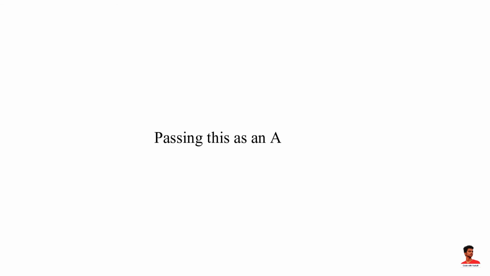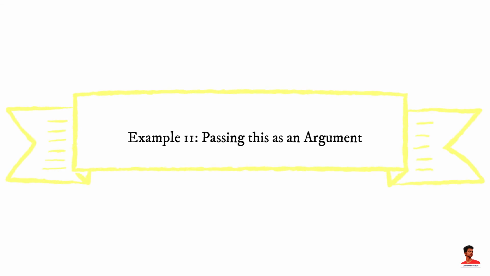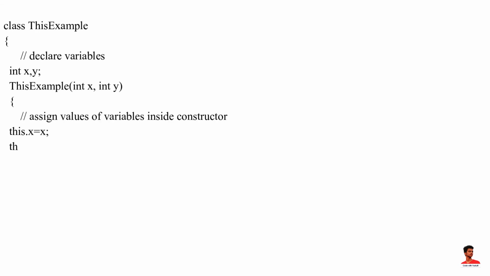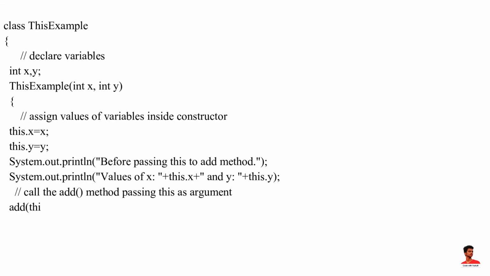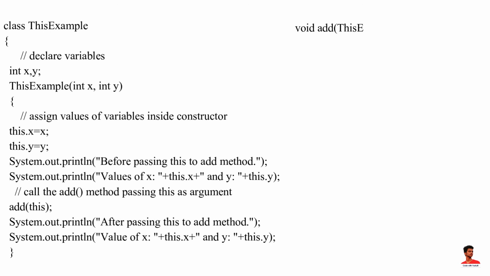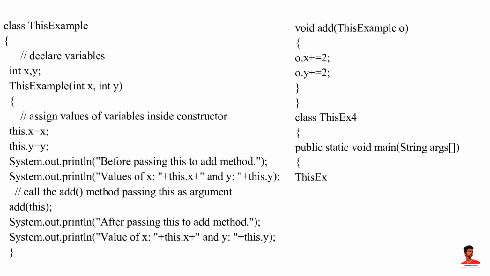The this keyword can also be passed as an argument in the method. It is mainly used in the event handling. For example, in this example, inside the constructor, notice the line. Here, we are calling the add method by passing this as an argument. Since this keyword contains the reference to the object obj of the class, we can change the value of x and y inside the add method.